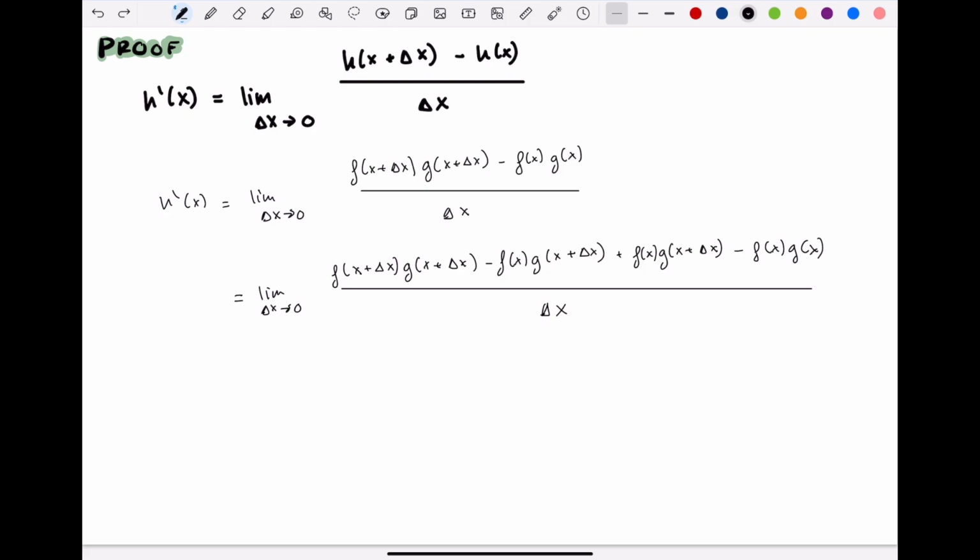Now we factorize this. For this part right here, we can factorize out g of x plus delta x. And for this part right here, we can factorize out f of x. So what do we end up with? We end up with the limit as delta x approaches 0 of f of x plus delta x minus f of x, times g of x plus delta x, and then plus f of x times g of x plus delta x minus g of x. All of that over delta x.